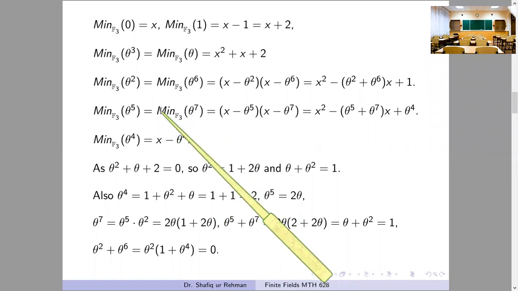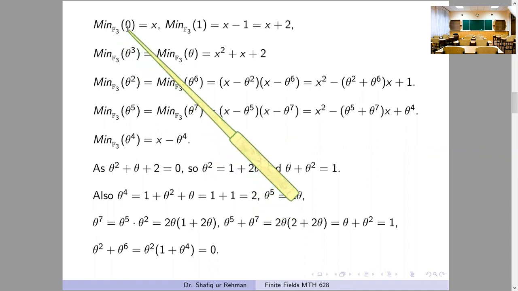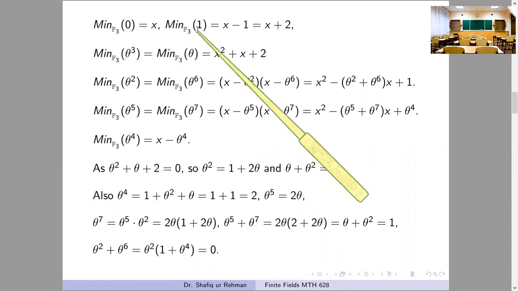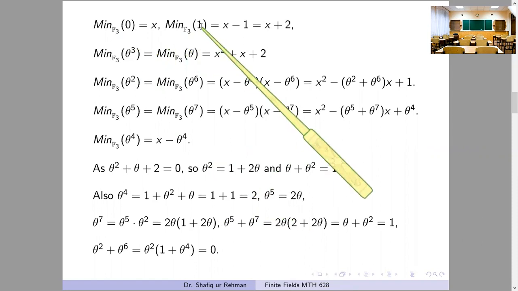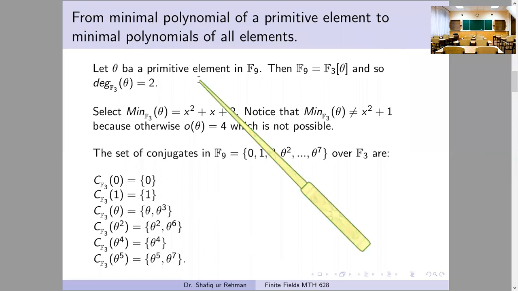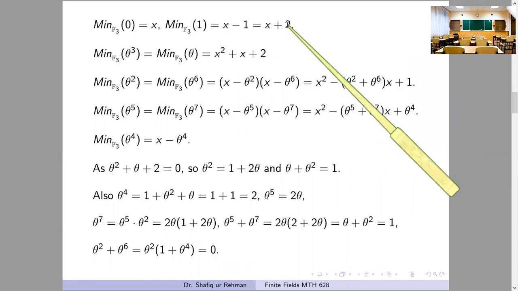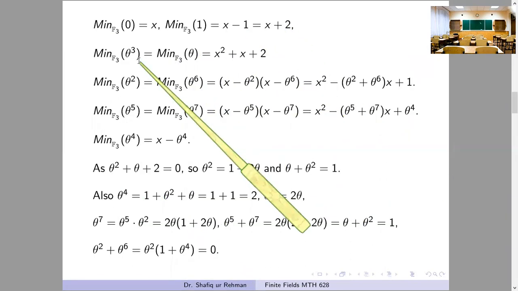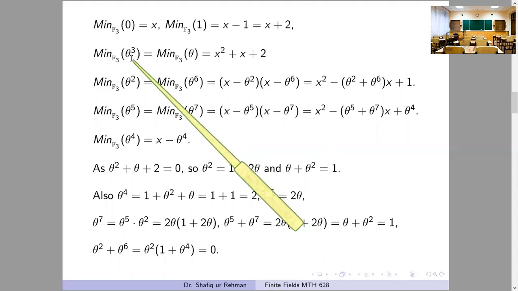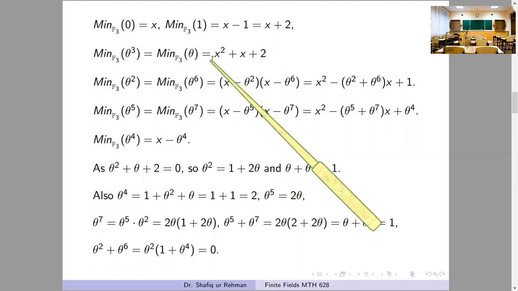we start writing the minimal polynomials. So what is the minimal polynomial of 0? It is very easy, it is x. And the minimal polynomial of 1, because it has only one element in its set of conjugates, is only this polynomial. And now for theta cube, because theta cube and theta are conjugates, they will have the same minimal polynomial. And how to obtain this polynomial?